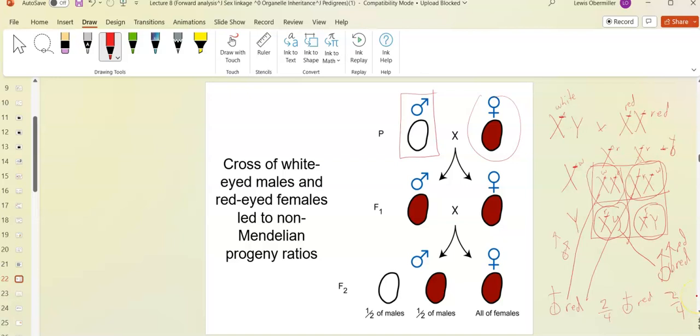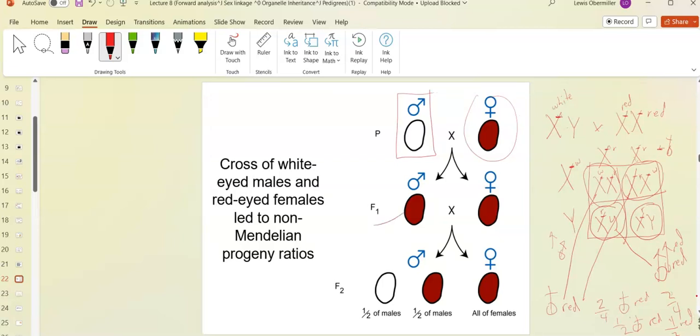And we reduce this to 1/2. So 1/2 are going to be females with red eyes, and 1/2 are going to be males with red eyes. And this is going to look normal to us, right? Like we would expect this, even if it wasn't sex-linked. No matter if they're male or female, they should all have red eyes because red would be dominant to white in Mendel's world.